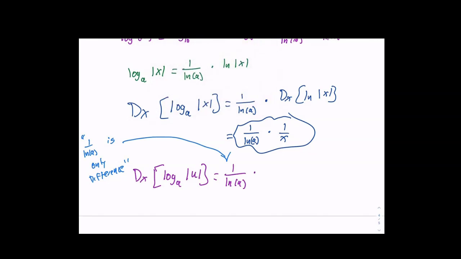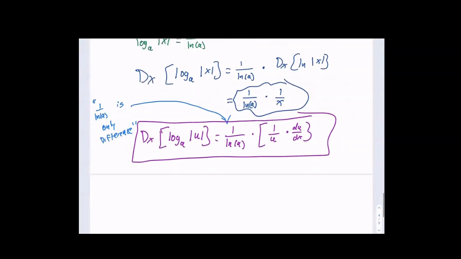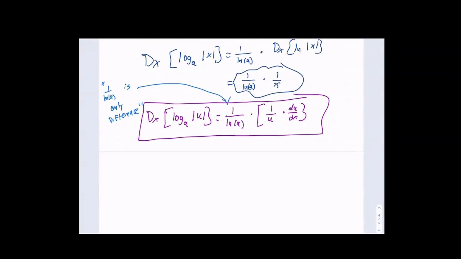Times 1 over u times du dx. And that is the rule. So when you see something that's not natural log, don't freak out. Just go, oh, I just have an extra natural log of a in the denominator. All I do is do it exactly the same, but multiply by 1 over natural log of a. You can do that in the beginning of the problem or at the end. It's not the same problem as natural log, but it's the same answer with a 1 over natural log of a.